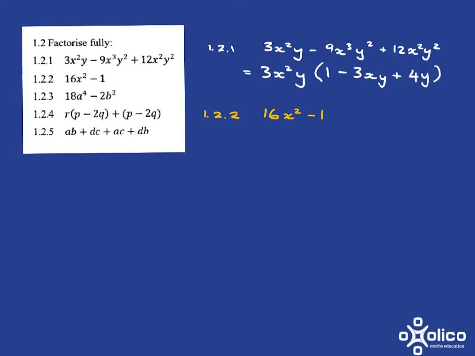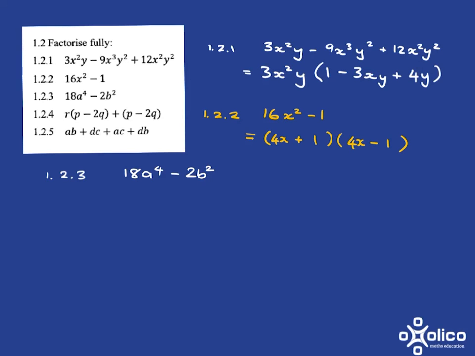Okay, have a look at 1.2.2. First, you always look for a common factor, but there's no common factor here. All right, after that, can you recognize the format of this one? Hopefully you recognized it as a difference of 2 squares. So we know that we're going to have 4x times 4x to give me 16x squared, and a plus 1 minus 1 to give me the minus 1.